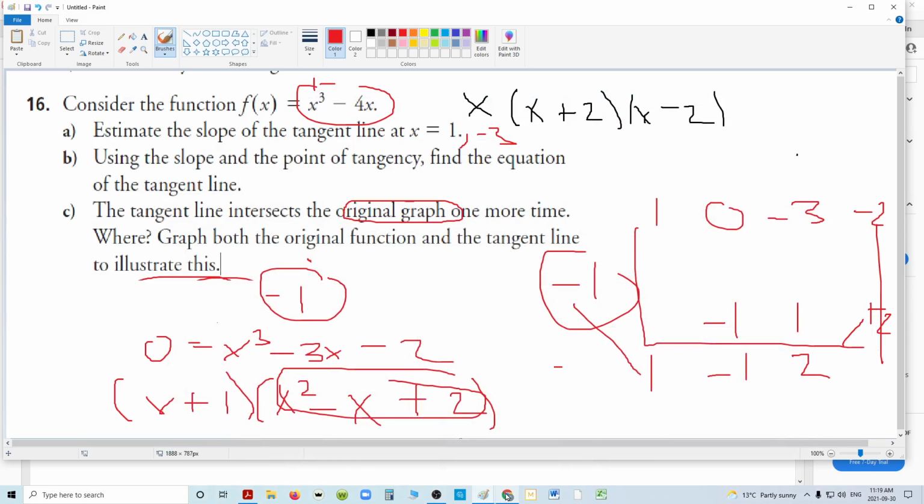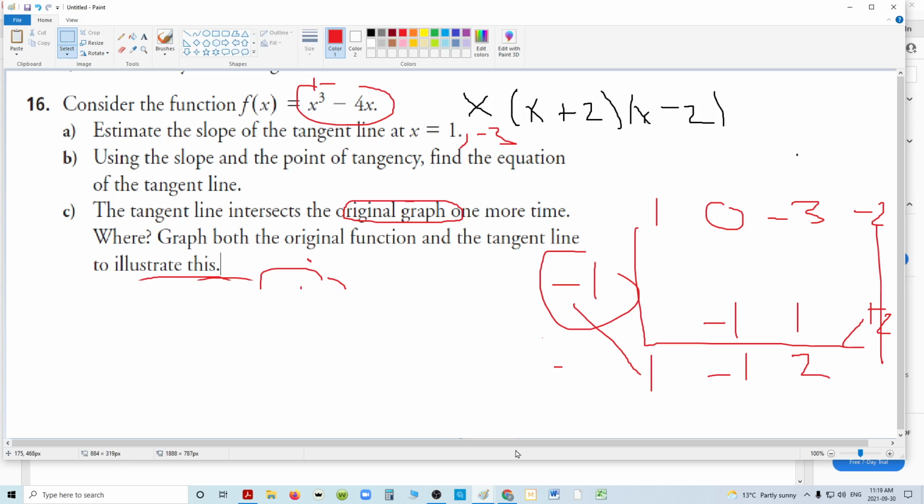What did I do wrong there? Let me just see. When I make minus x minus 2, I'm left with x cubed minus 3x plus 2 equals 0. I know that I can factor out. Oh, it's plus 2 here. Okay.